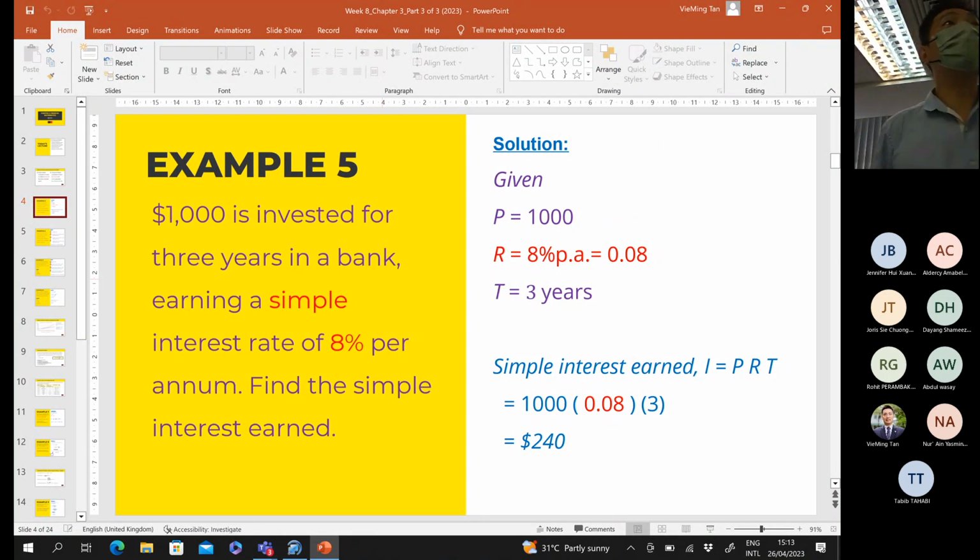We can apply the first formula that we learned for simple interest calculation: I is equal to P multiply R multiply T. So I is 1,000, R is the simple interest rate, 8%, then multiply 3 years. So you get 240. So within 3 years, this investment can earn $240. That is the meaning. So far so good.